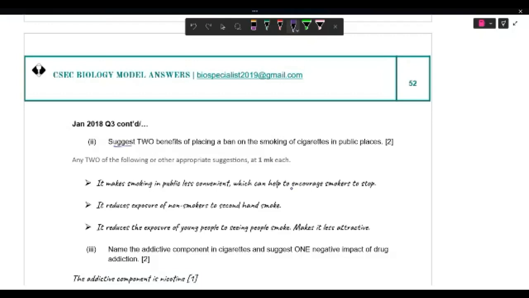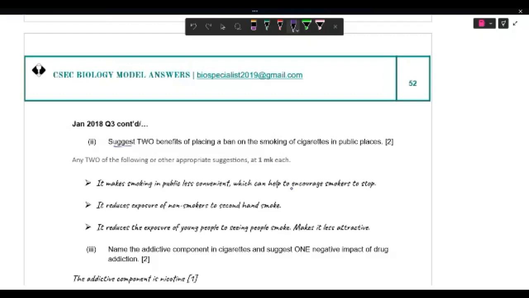And the other, a very important benefit is that it reduces exposure to secondhand smoke. So if I'm a non-smoker, I don't have to deal with this secondhand smoke coming at me, which they've shown to be, if not as dangerous, almost as dangerous as you smoking the cigarette yourself. So not allowing smoking in public places helps to reduce exposure of non-smokers. So they don't have to deal with that.